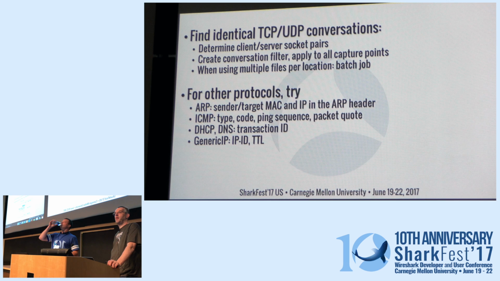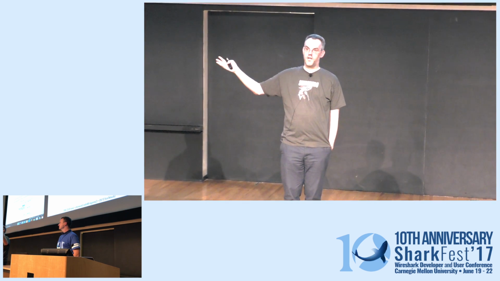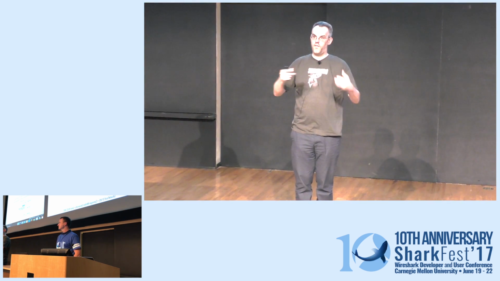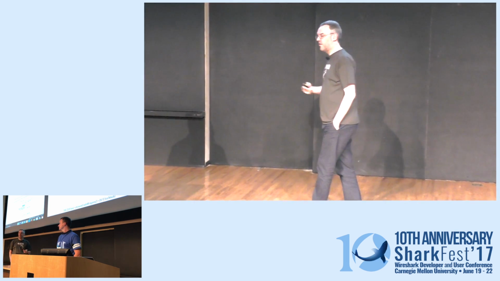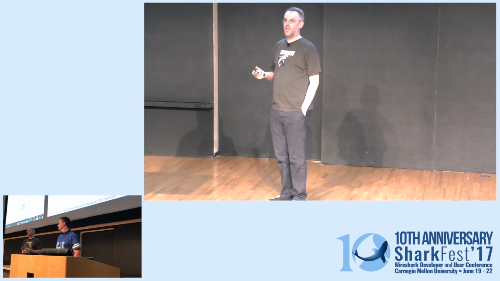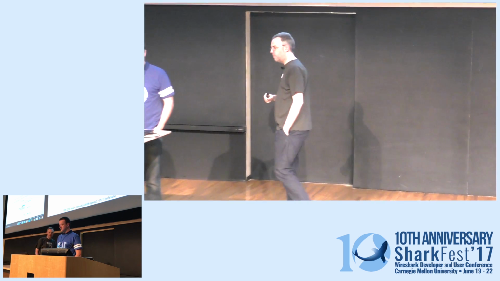Who doesn't know how to find a TCP conversation, how to isolate it? Really? Okay. Basically, what you're looking for is source IP, source port, destination IP, destination port, and if it's TCP, UDP, or something funky. If you have those five values, called a five-tuple, then it's the same connection, unless you have port reuse, but let's not talk about port reuse right now.